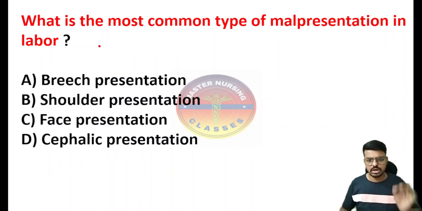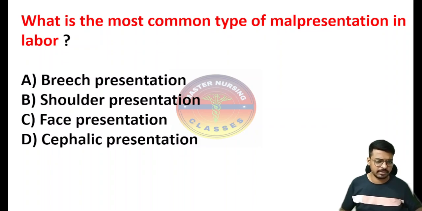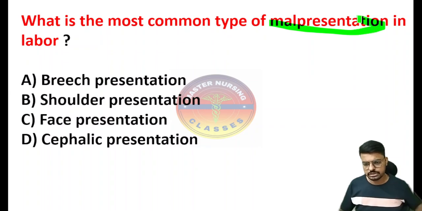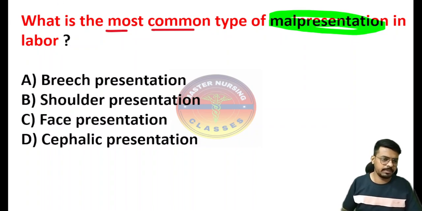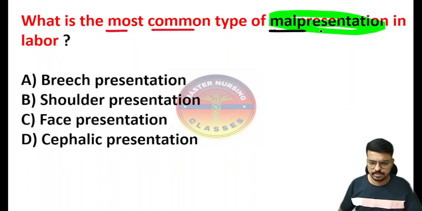What is the most common type of malpresentation in labor? Option A is breech presentation. Option B is shoulder presentation. Option C is face presentation. Option D is cephalic presentation. So which one is the most common malpresentation? First, you have to understand what is malpresentation.